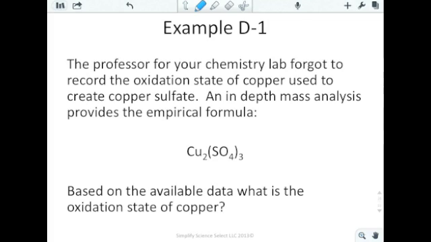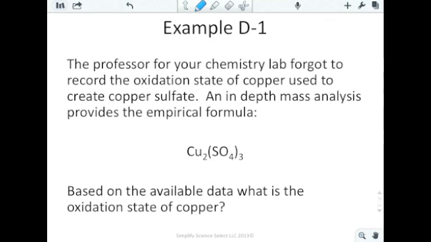This is a tough one. It says the professor for your chemistry lab forgot to record the oxidative state of copper used to create copper sulfate. An in-depth mass analysis provided the empirical formula. Based on the available data, what is the oxidative state of copper?